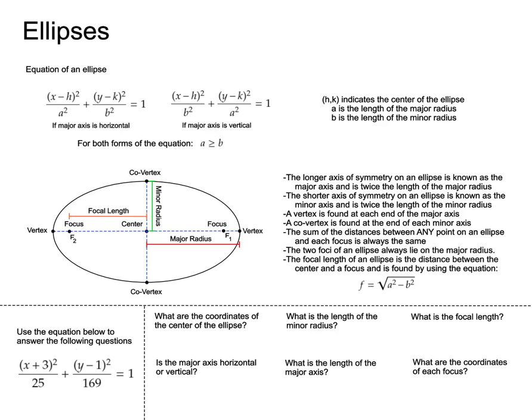It can take on two forms: (x minus h) squared over a squared plus (y minus k) squared over b squared equals 1. In the second form of the equation, all we are doing is switching where a squared and b squared appear. For both forms of the equation, a should be greater than or equal to b.